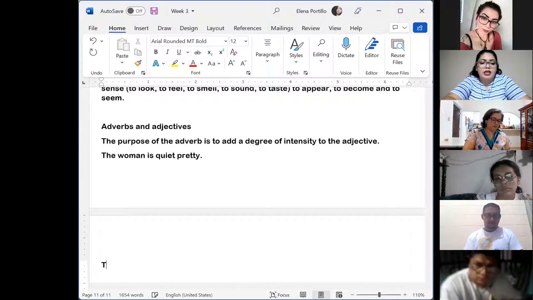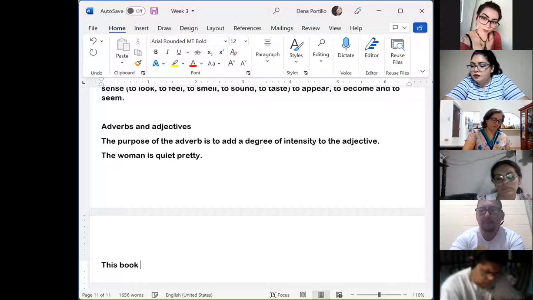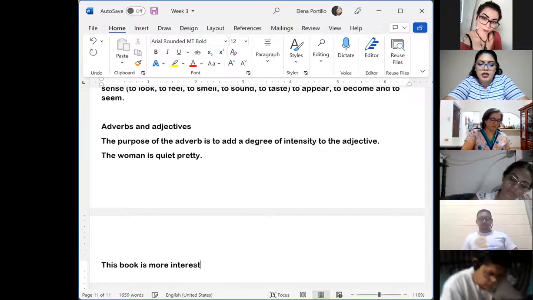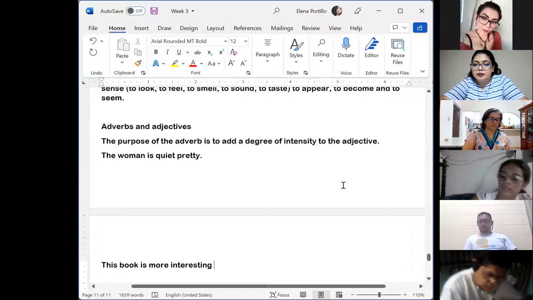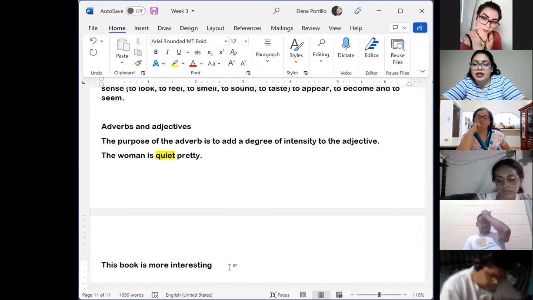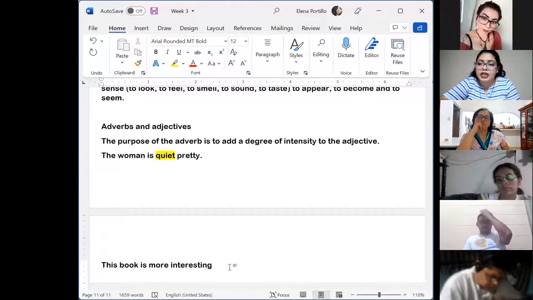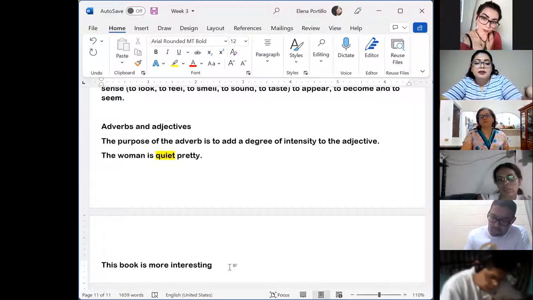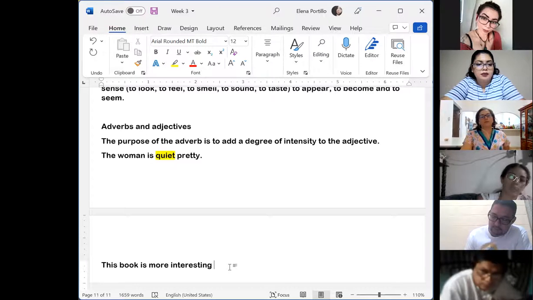So, the next one. This book is more interesting. The pronunciation is quiet. Quiet. Okay. Quite pretty. Quite pretty. Quiet es estar en silencio o estar tranquilo. In this case, quite es algo, un degree. Pero quiet es para cuando estamos en silencio, tranquilos, ¿verdad? Okay. Thank you, teacher. You're welcome.